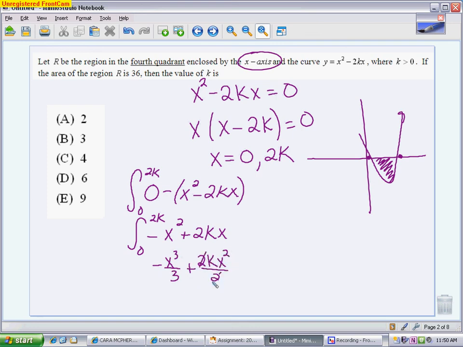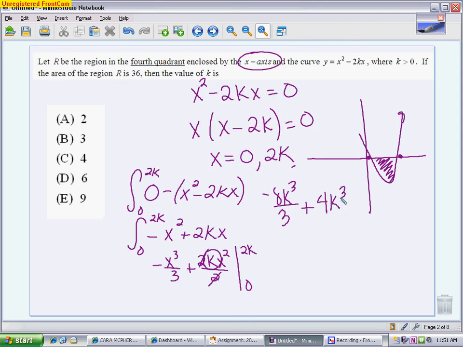These 2's will cancel. Put your boundaries in. So we're going from 0 to 2k. When I put 2k in, I get negative, when I cube 2k, I get 8k cubed over 3. Plus, when I put 2k in and square it, I'm going to get 4k squared times another k that's already here, so 4k cubed.